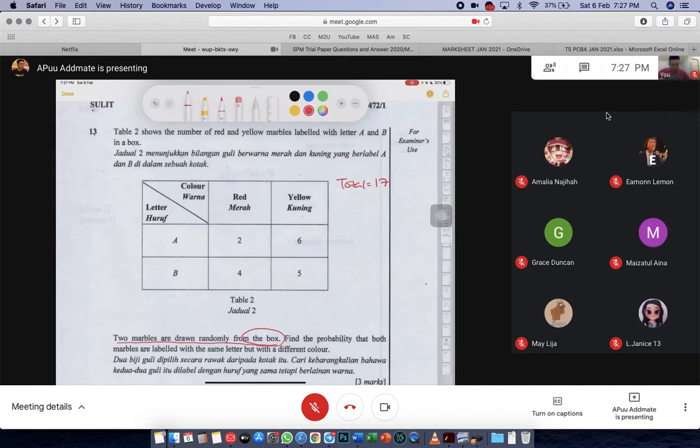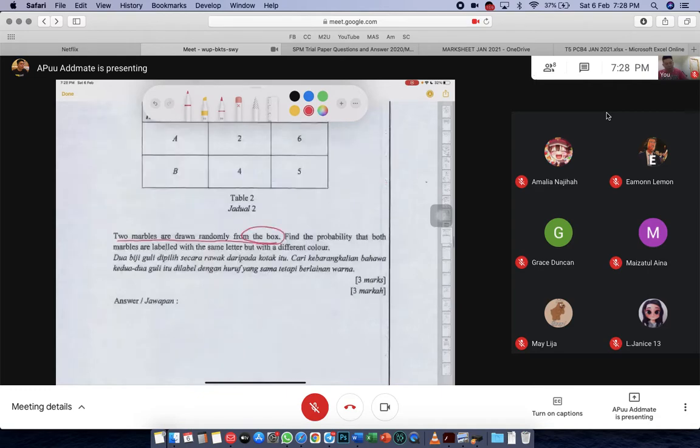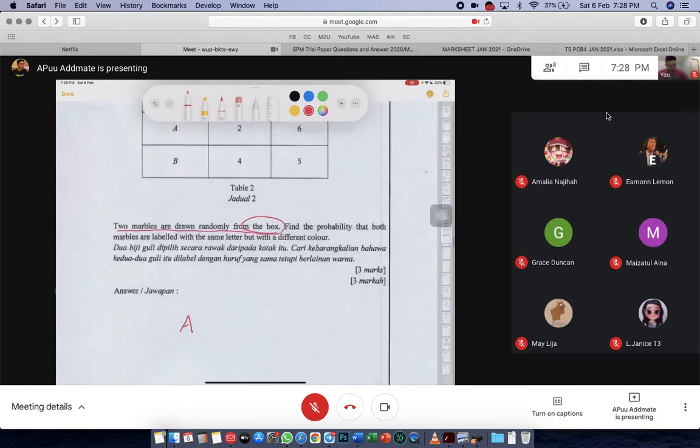Find the probability that both marbles are labeled with the same letter but with a different color. Both marbles must be from the same letter tetapi dia mesti different color. So, maksudnya you mungkin ada dua case, betul tak? Mungkin ada case 1 di mana kamu punya marble adalah A dengan A, sebab soalan cakap dia mesti same letter kan? Dia mesti same letter. Okay? Or case 2, B dengan B.